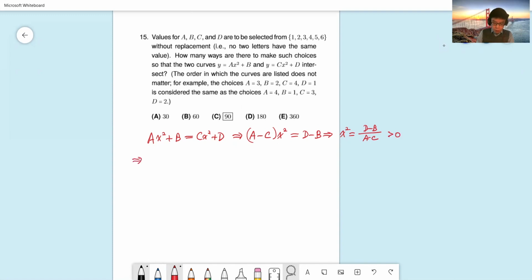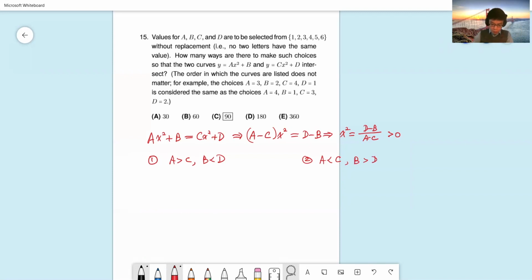So we only require that d minus b and a minus c have the same sign, both positive or both negative. We have basically two cases. The first case is A larger than C, so the denominator is positive, so the numerator must also be positive, so B less than D. The second case is A less than C and B larger than D.